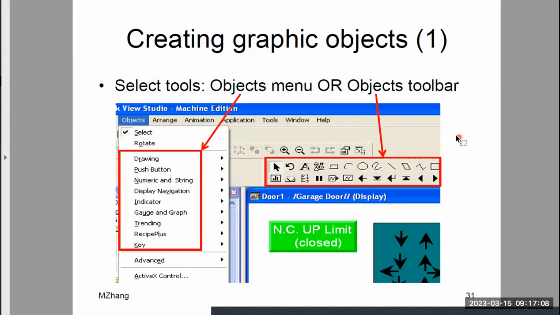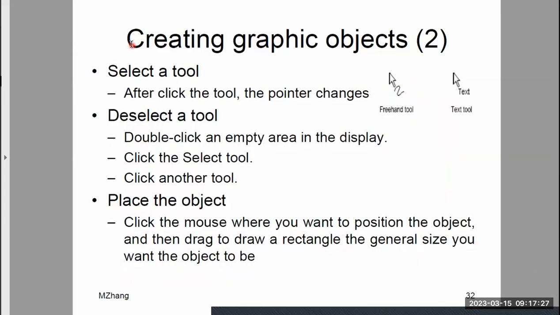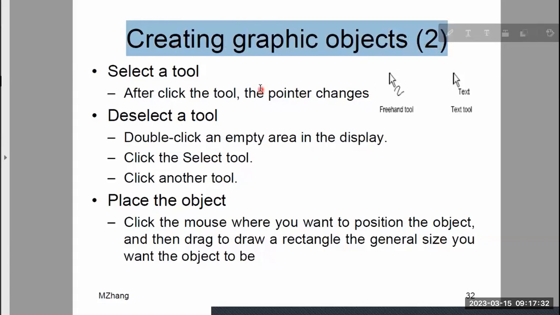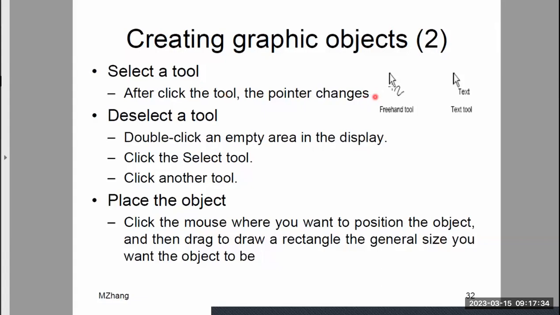So on this slide, I first want you to know that there are 2 ways to select an object. I already mentioned that, right? So the objects menu or objects on the toolbar. That's how you select. You first need to select the tool to create different objects. Once you select the tool, you can start to create. Once you select a tool, I don't know if you notice the cursor change.